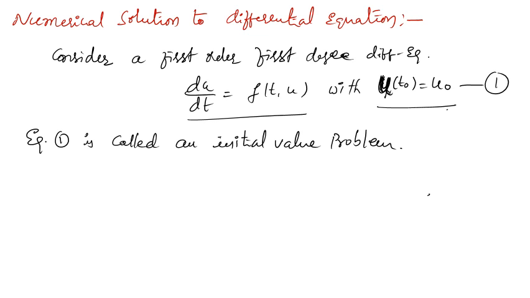Here, what is the differential equation? First order, first degree, du by dt equal to a function of t comma u. Since it is a first order differential equation, its solution contains one arbitrary constant. To evaluate that arbitrary constant, I require one condition, imposed at the initial point t naught: u of t naught equal to u naught. This is called the initial condition. That is why this entire problem, equation 1 with this condition, is called an initial value problem.